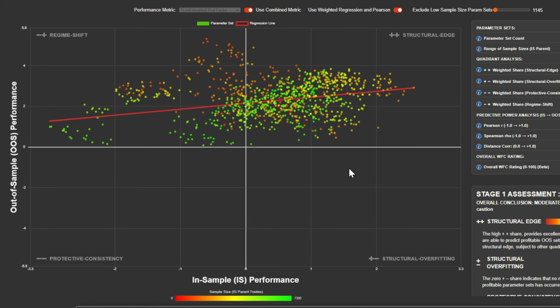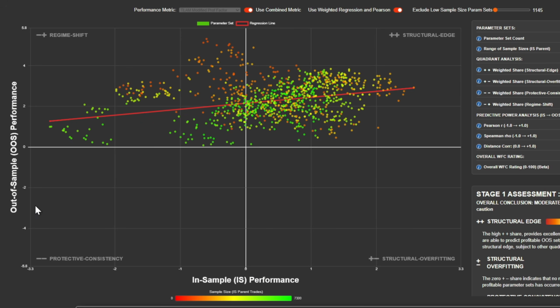Lower right, +- is where parameters performed well in sample, but then failed out of sample. And this is the classic signature of overfitting. If you have a high proportion of parameter sets in this quadrant, you need to consider if you attempted to optimize too many parameters, meaning the strategy was able to fit to past noise in the in-sample dataset instead of identifying genuine structural edge.